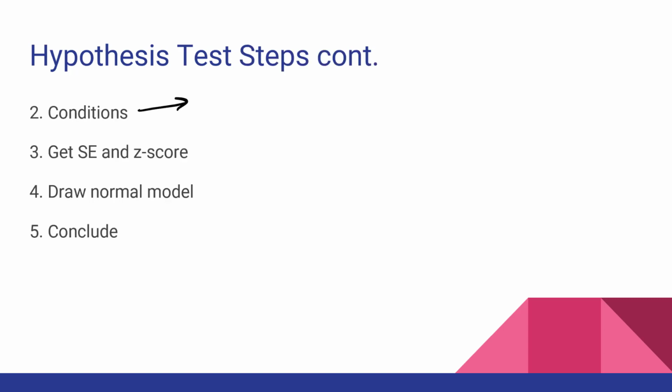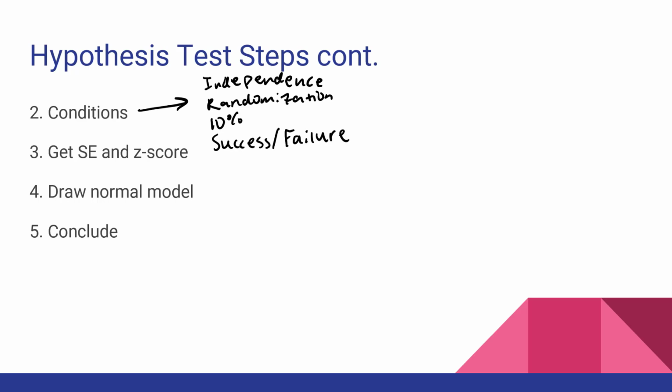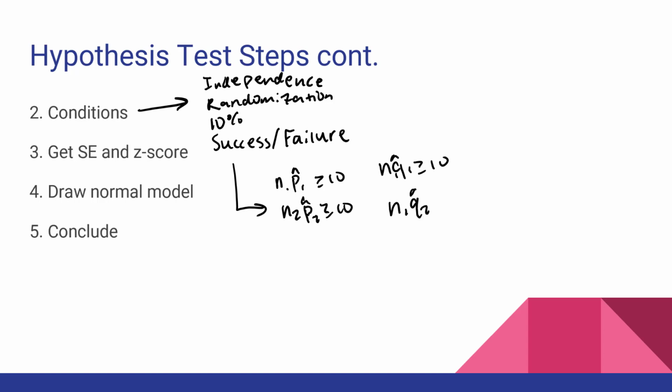Here are the rest of the steps. Next we would do our conditions. So this is our independence condition, randomization, 10%, and success failure. I did mention earlier that there was another way to write your success failure condition, and that's what you do in hypothesis tests. So here you have to include n1 p hat 1, n2 p hat 2, n1 q hat 1, n2 q hat 2, and then you need to take your p combined.